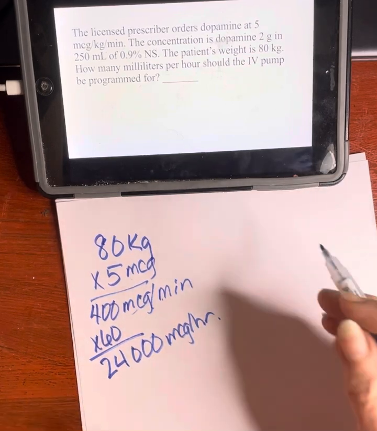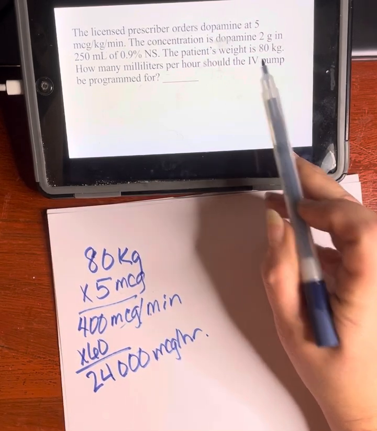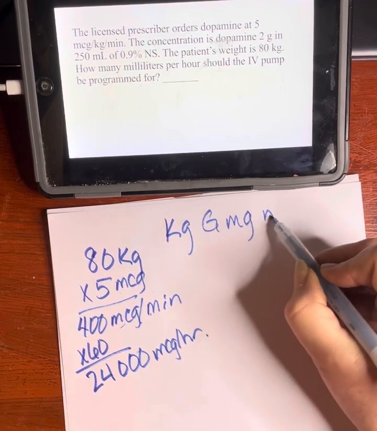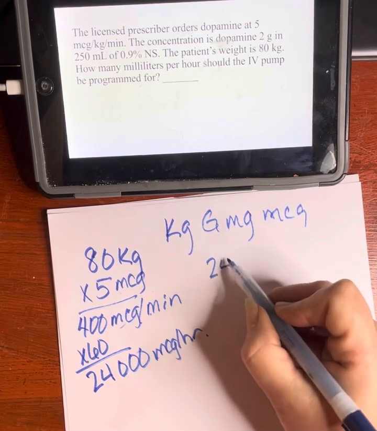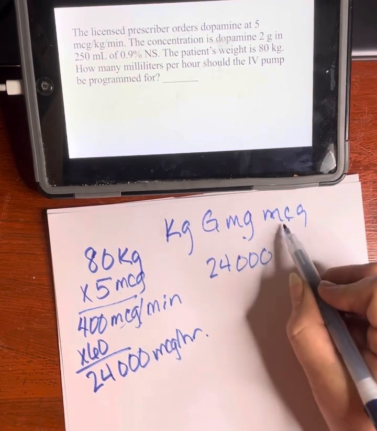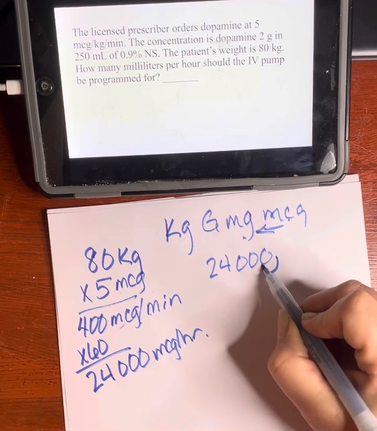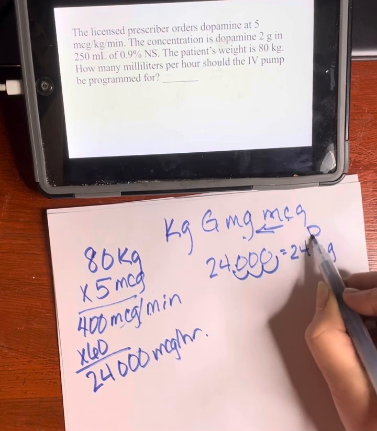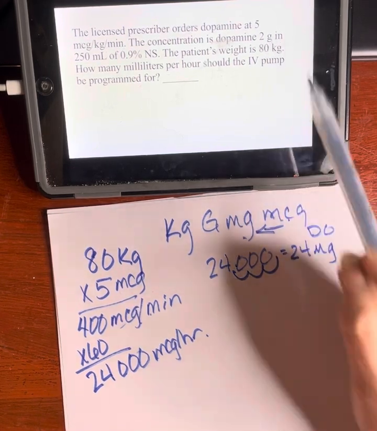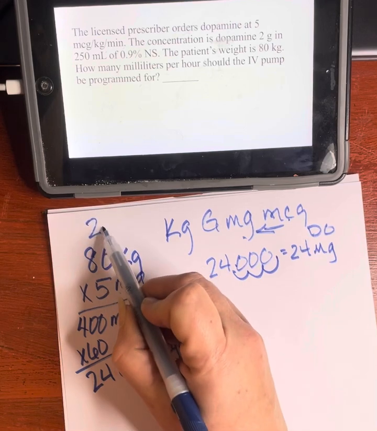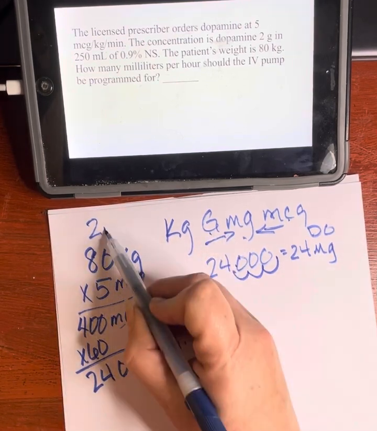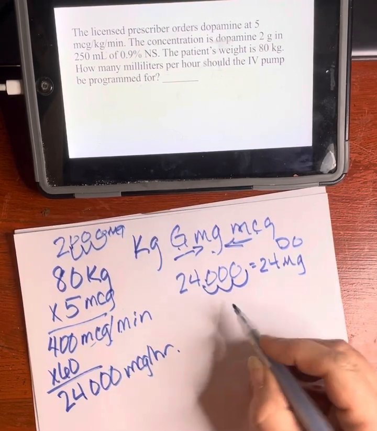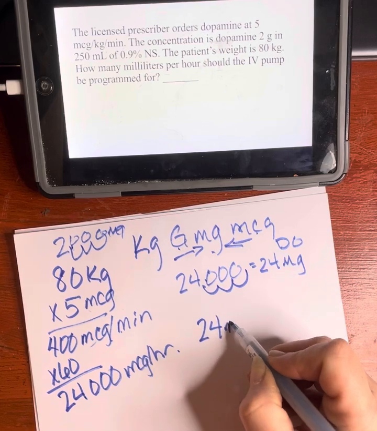And then we're going to convert like we did a minute ago. Grams, milligrams, micrograms. 2,400 micrograms to milligrams. We're going that to the left. 1, 2, 3. That'll equal 24 milligrams is the dose ordered. And then we have 2 grams. 2 grams. We're going from grams to milligrams. 1, 2, 3.